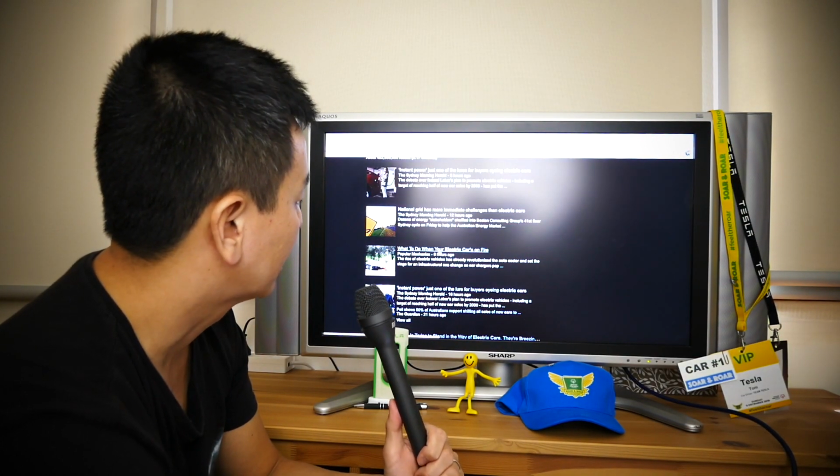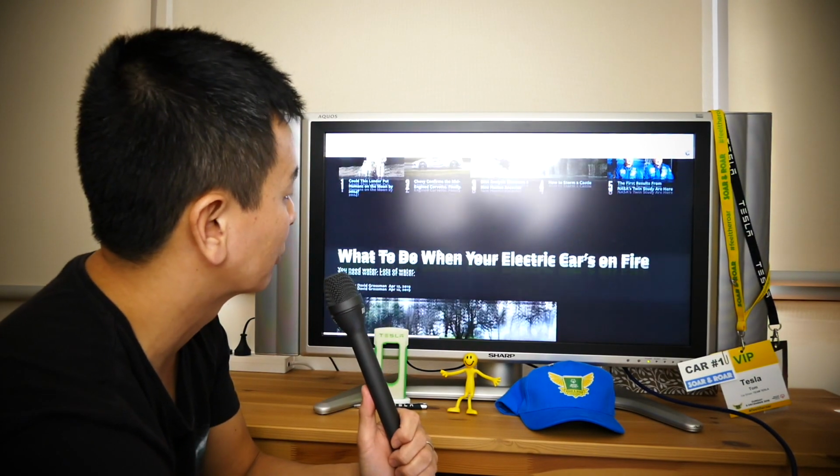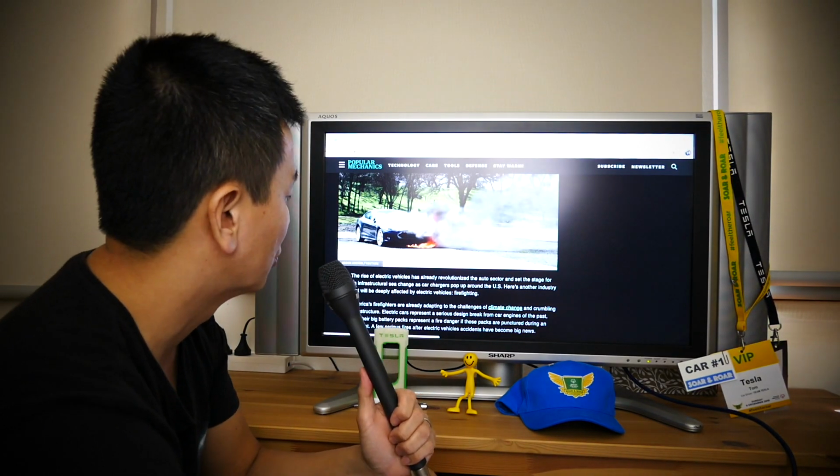What to do when your electric car is on fire? Well, I've certainly seen a few car fires in the US with Teslas on fire. From what I've seen, the batteries do burn a long time. Let's see what this article talks about.